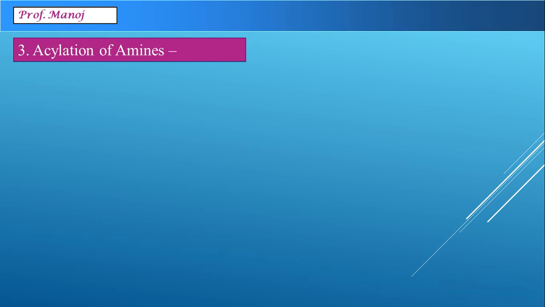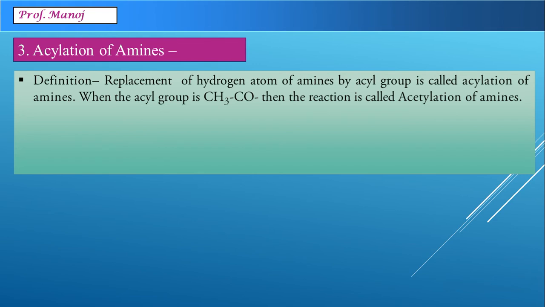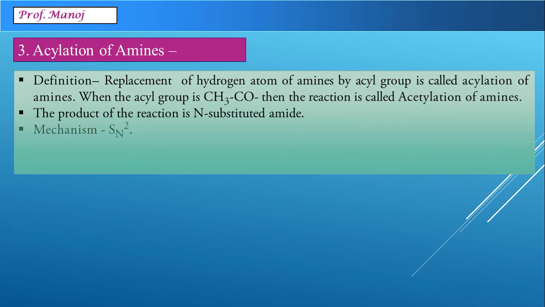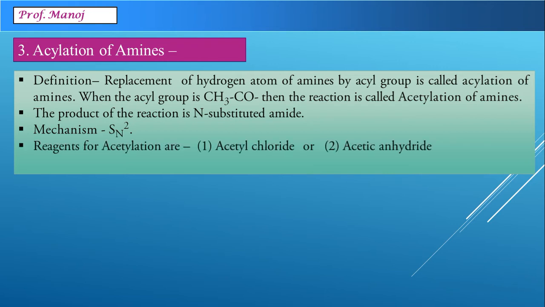We go now to the third reaction of amines, called acylation. Replacement of a hydrogen atom of amines by an acyl group is called acylation of amines. If the acyl group is the CH3CO group, then the reaction is called acetylation of amines. By the way, the acyl group is the RCO group. The products of these reactions are nitrogen substituted amides. These reactions also follow the SN2 mechanism.